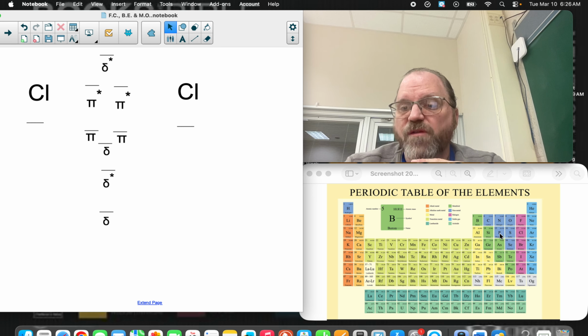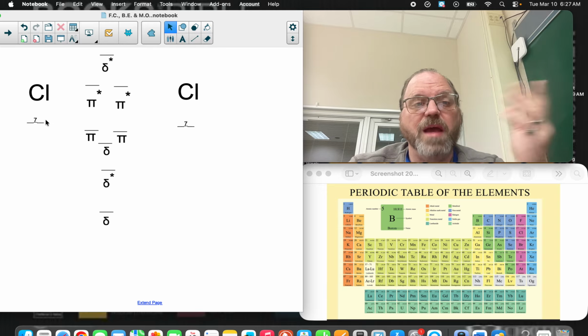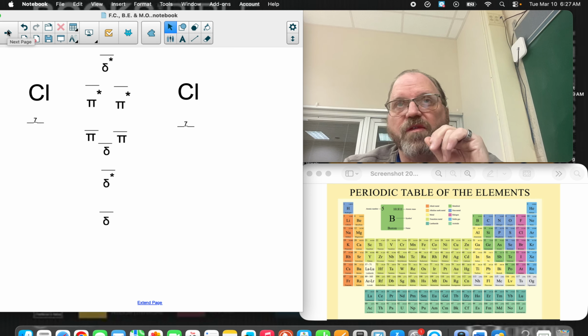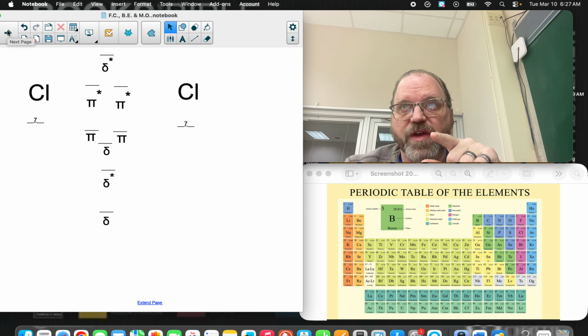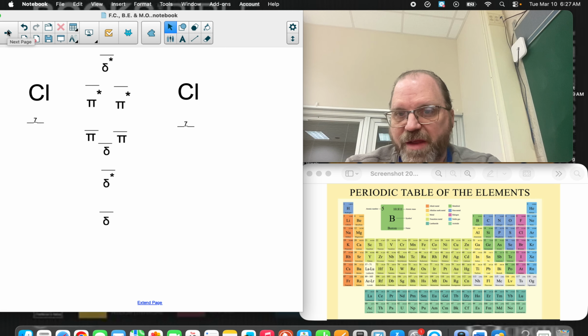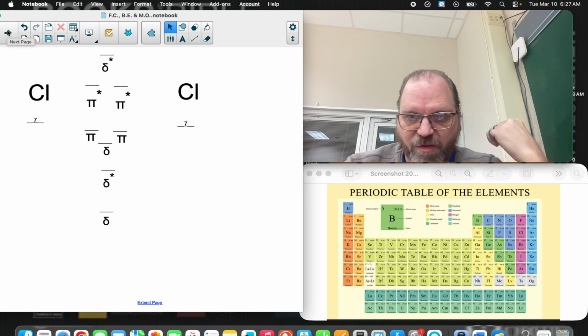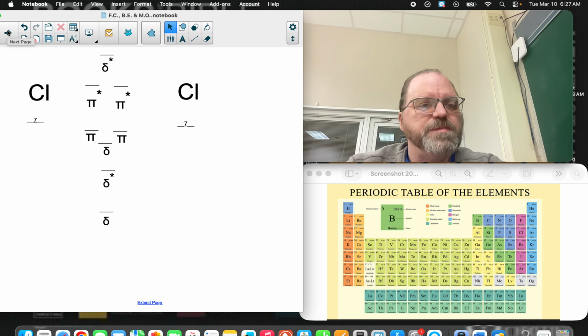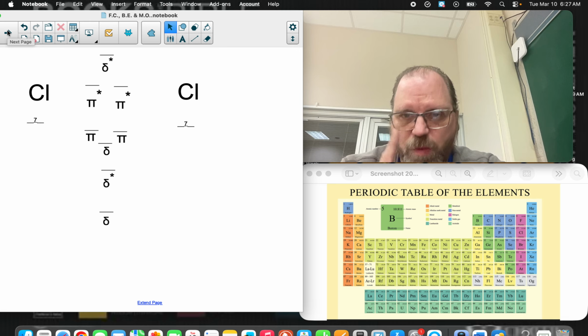From the periodic chart, we see that chlorine has 7 electrons. Since they're both the same, they're both 7, so that means you have 14 electrons to work with. Now we're going to put them in the same way as we did for electron configurations and quantum numbers. That's from Chem 1. If you need to go back and look, we're going to look at it again coming up next.